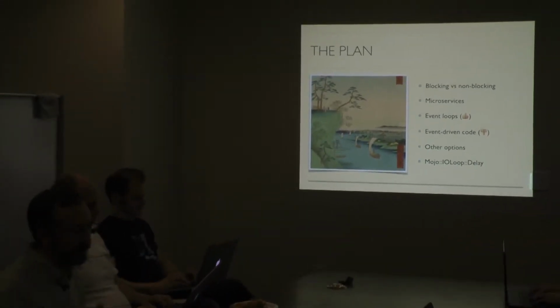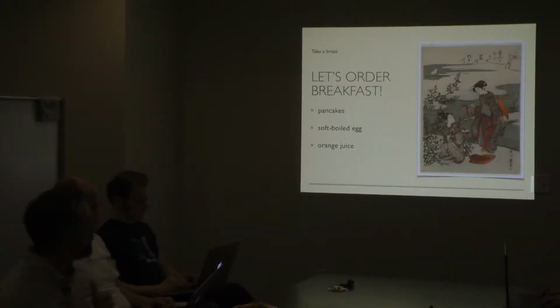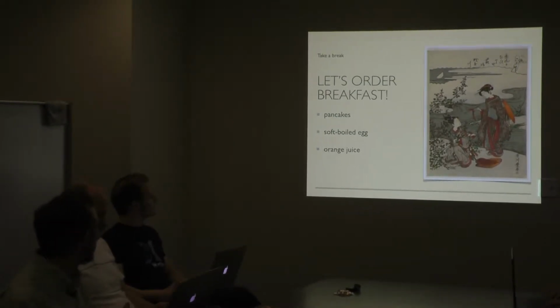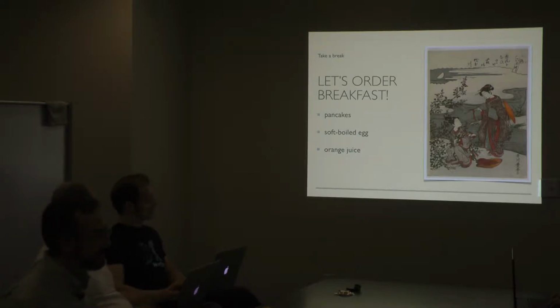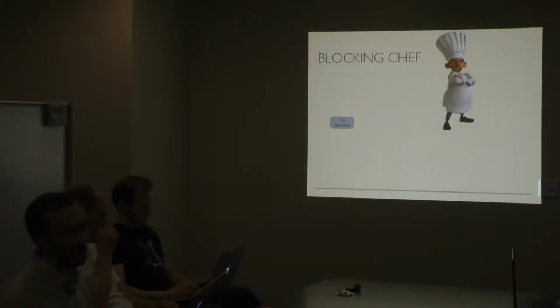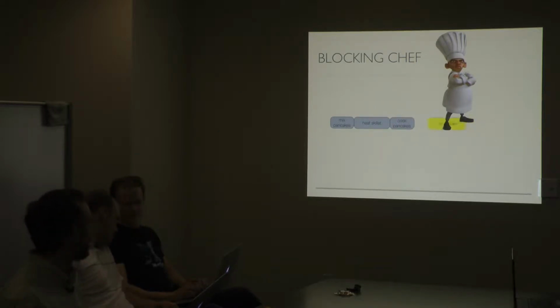All right. So before we get started, I know we've just had sandwiches, but it's now time for breakfast. We're going to order pancakes, and a soft-boiled egg and some orange juice. We go to our favorite restaurant, and the chef in charge is Blocking Chef. Blocking Chef knows how to do everything. He's very qualified. The first thing he does is mix the pancake batter, and then he heats up the skillet because you can't cook pancakes on a cold skillet. The next thing he does is cook the pancakes. Everything's done in the right order for Blocking Chef.